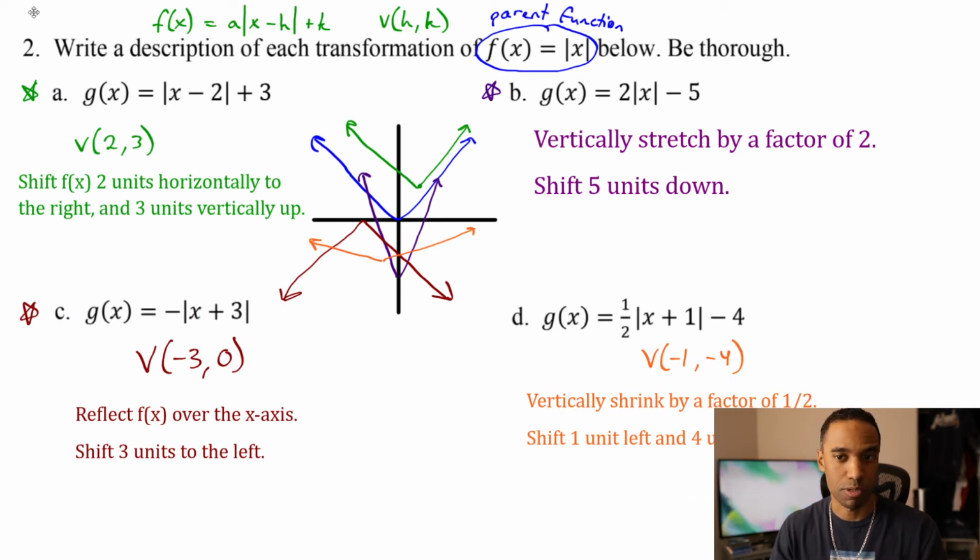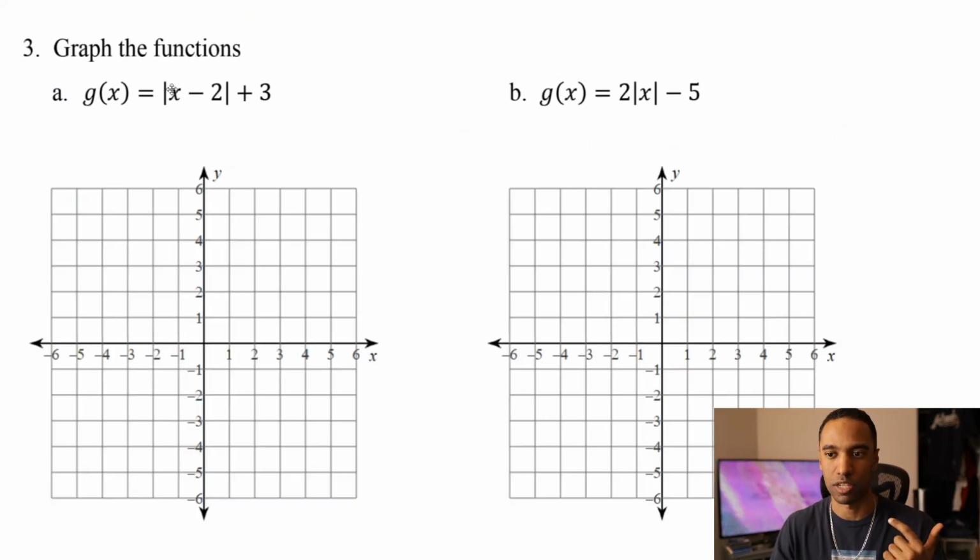See, that's even in the same spot. g of x equals absolute value of x minus 2 plus 3. We kind of just did it before. Let's pull out the information again. The vertex is at (2, 3).